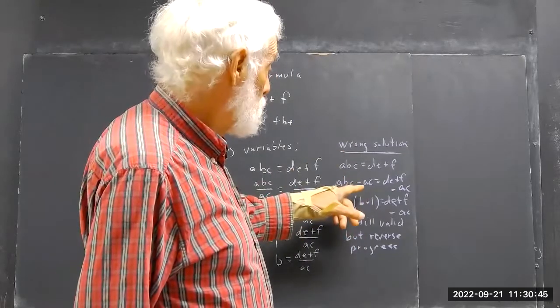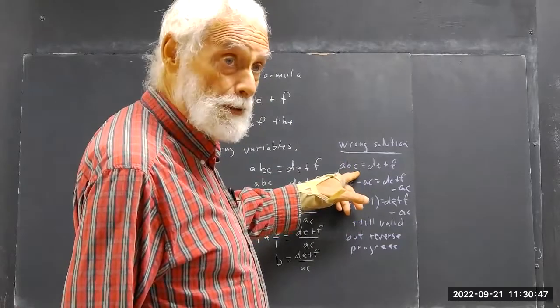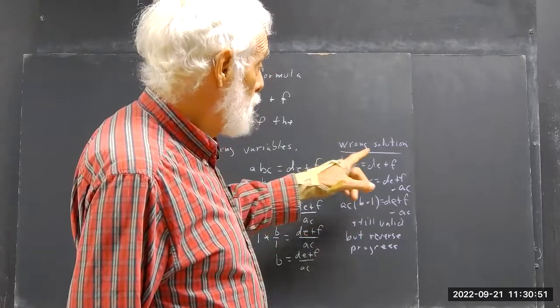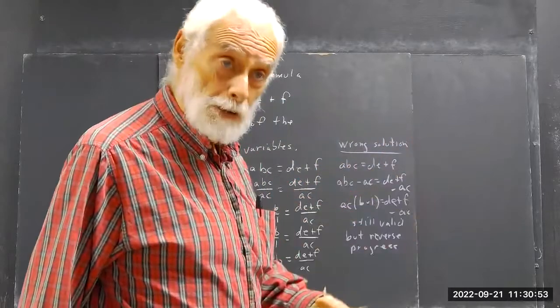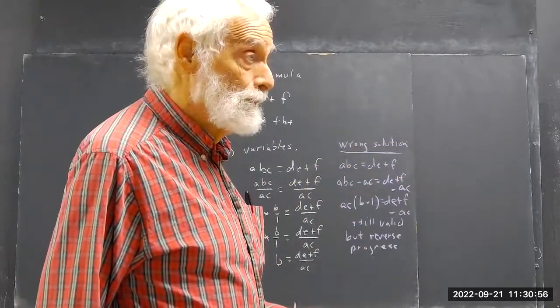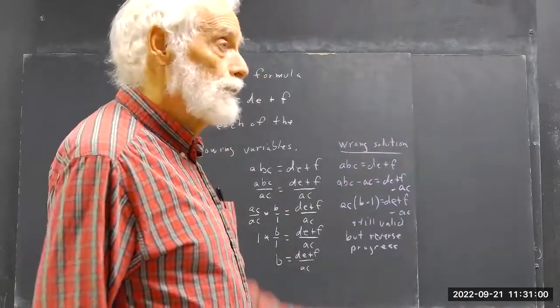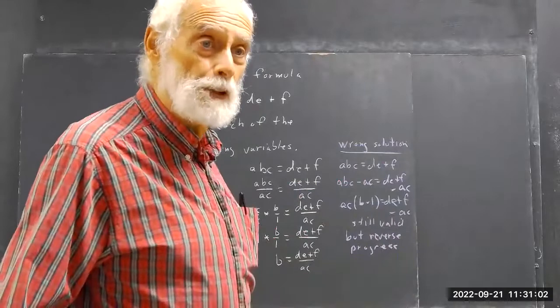You can only undo a multiplication, which is what you have here, by division. And you can only undo an addition by subtraction. You can only undo subtraction by an addition. You can only undo a division. Well, you shouldn't have a division because you should multiply your denominator.